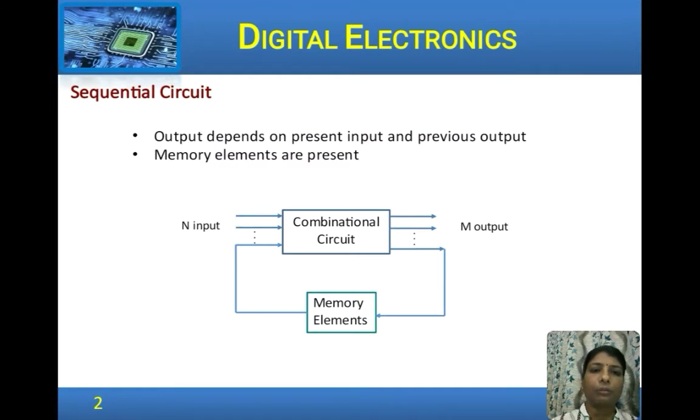In the video on combinational circuits, we had seen the difference between combinational circuits and sequential circuits. In a combinational circuit, the output depends on the current input only, whereas in a sequential circuit, the output depends on the current input and the previous output, as shown in the diagram. So, memory elements are present in sequential logic circuits.